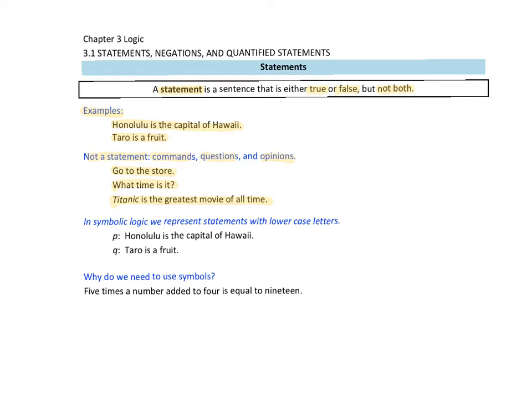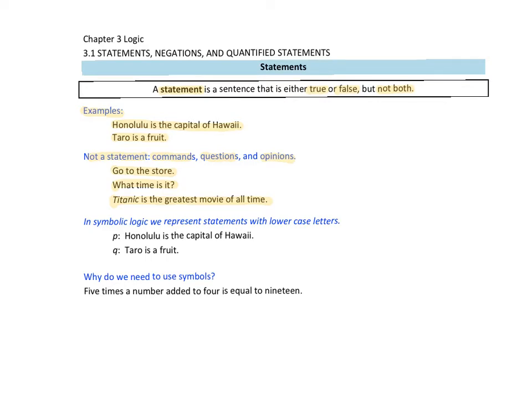When you have an opinion and you apply it to the general population, that's not a statement. Now, if I were to change this and say, Jody Storm believes that Titanic is the greatest movie of all time, then I can assign a true or a false because that's just specific to myself. But notice this opinion is applied to the general population. So for some it's true, for some it's false. So not a statement. Again, we're only concerned with statements, things that we can tell are true or false.